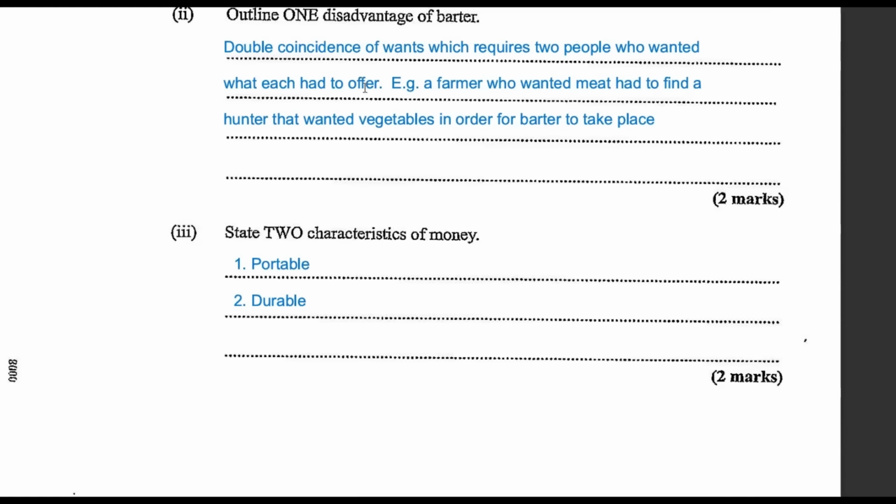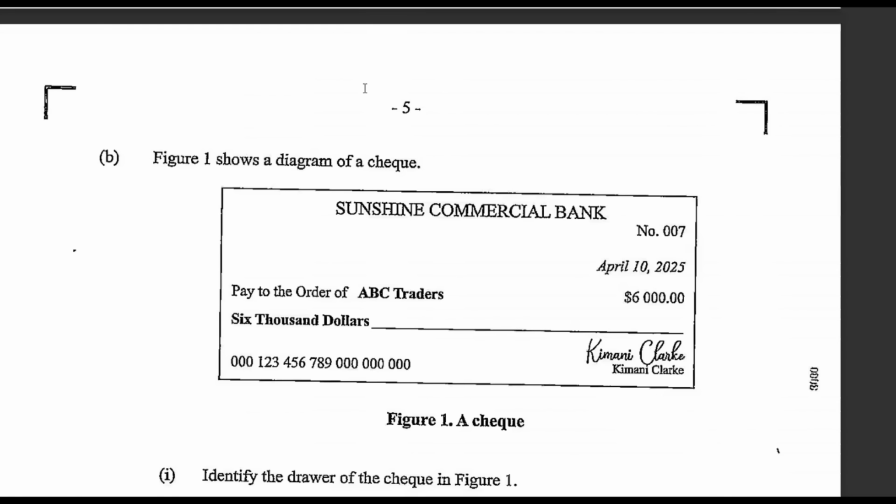Now, guys, part 3, state two characteristics of money. Two characteristics of money include portable and durable. Good. Now, moving on to part B.